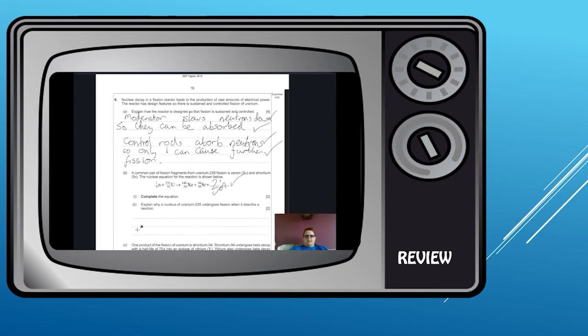Explain why a nucleus of uranium-235 undergoes fission when it absorbs a neutron. Okay, becomes unstable. Why is it unstable? Due to imbalance of protons and neutrons.